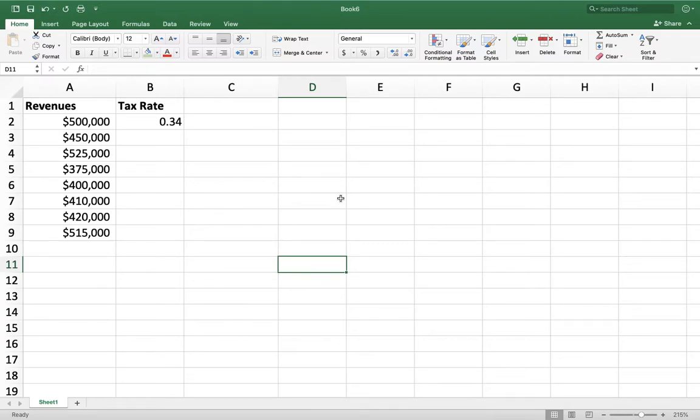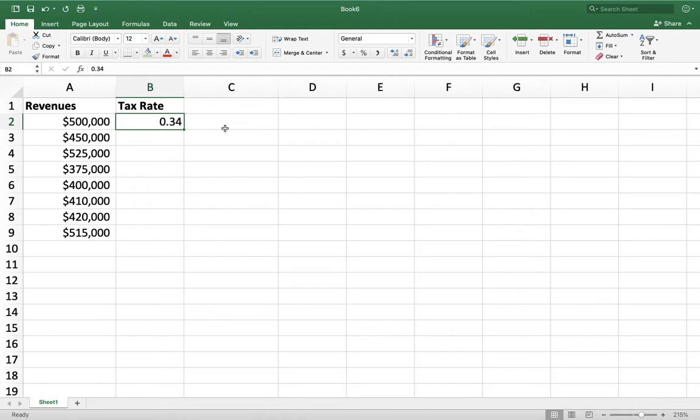Showing you what an absolute reference is in Excel and why they are pretty important, and using them will make your life a lot easier. So for this example, I made up some hypothetical revenues and a tax rate.